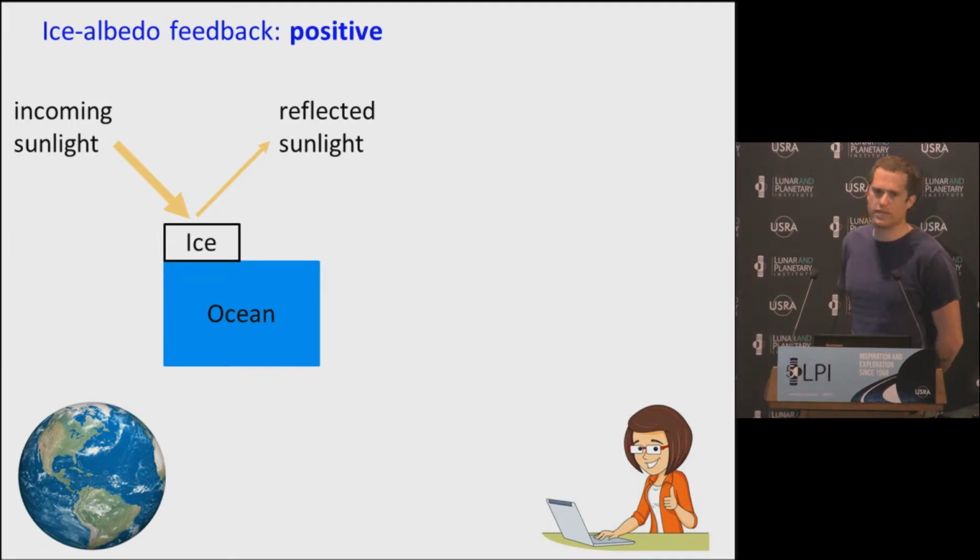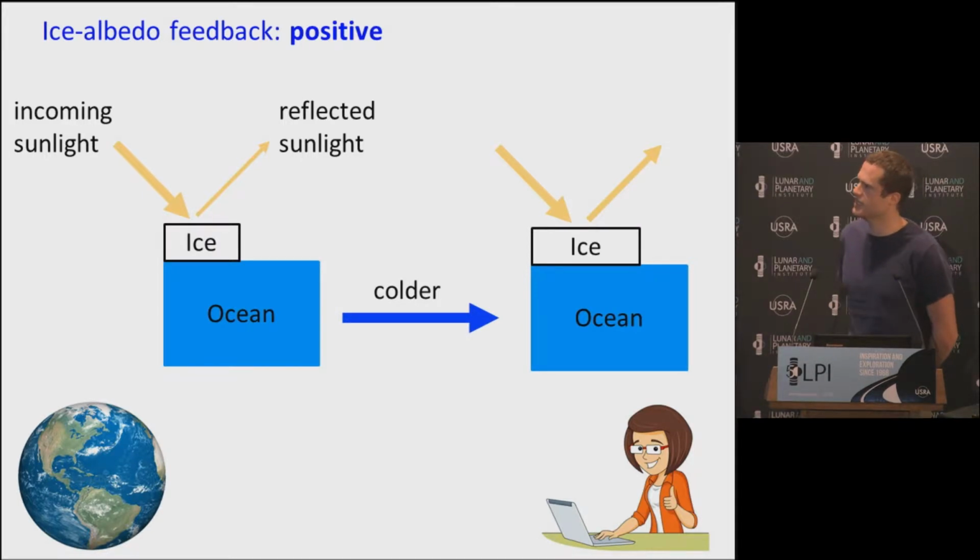And if you start to cool that system off, it gets colder with the blue arrow, the ice expands and all of a sudden you're reflecting more sunlight. And so as a result, you're getting colder and making it easier for the ice to expand. And we call that positive feedback the ice-albedo feedback. That's our climate scientist's second feedback.